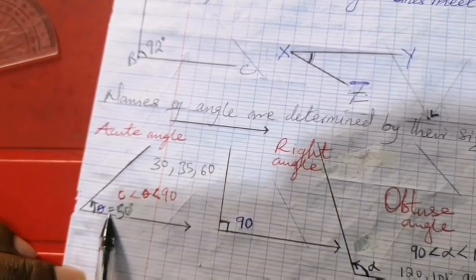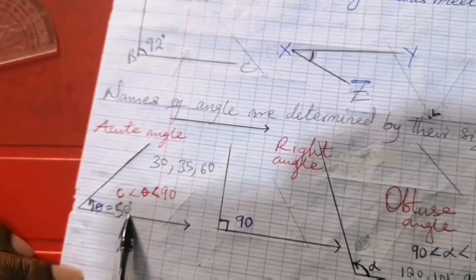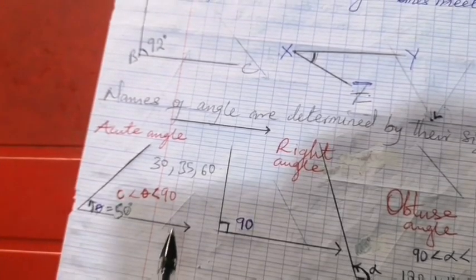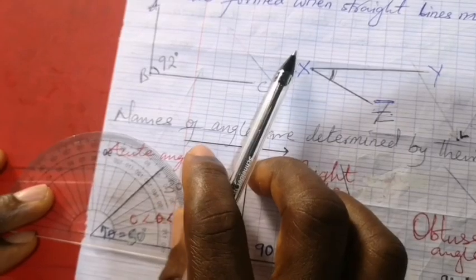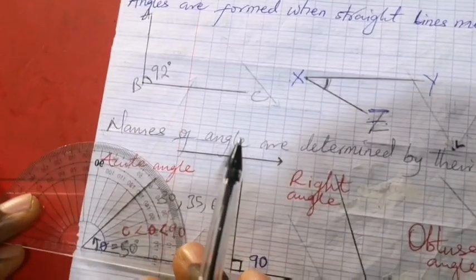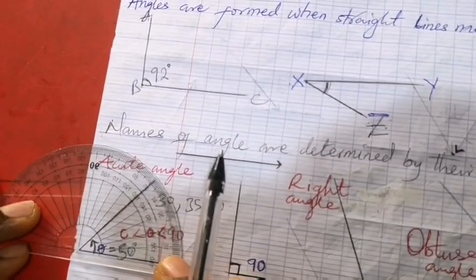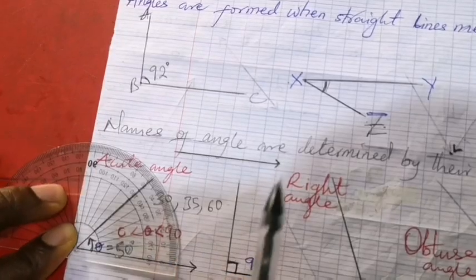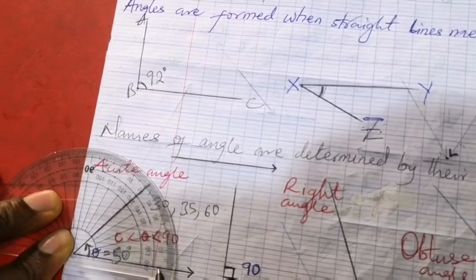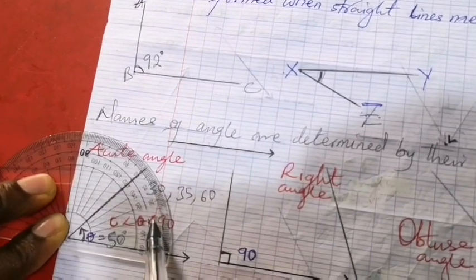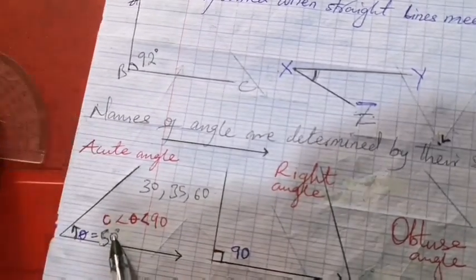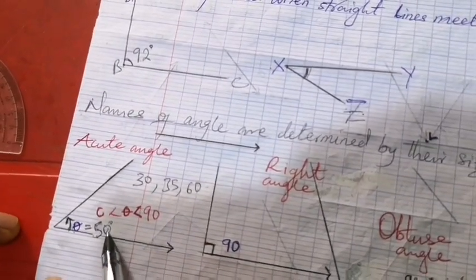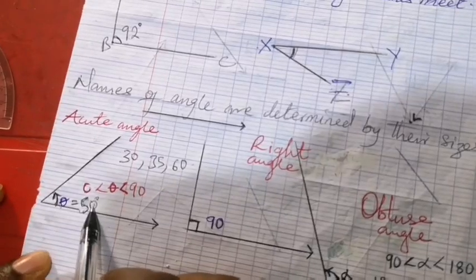This is an example of acute angle. The angle here is 50. If you measure this angle here, it is 50, and because of that, we call it an acute angle. So let's measure this angle. We start from here. This is 0, 10, 20, 30, 40, 50. So this angle is 50 degrees, an example of acute angle.